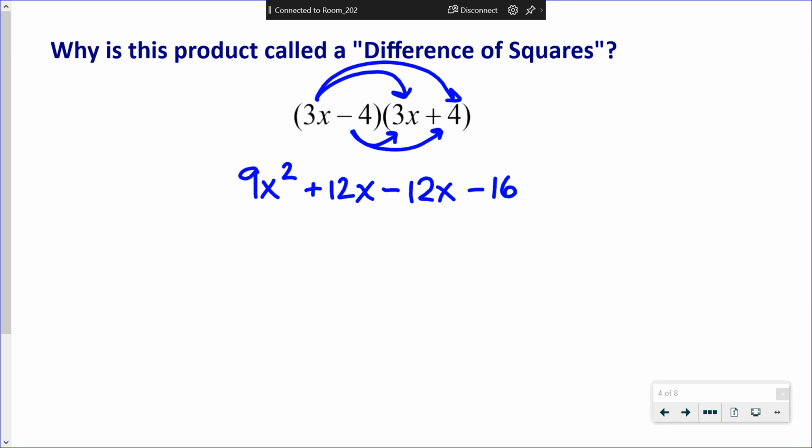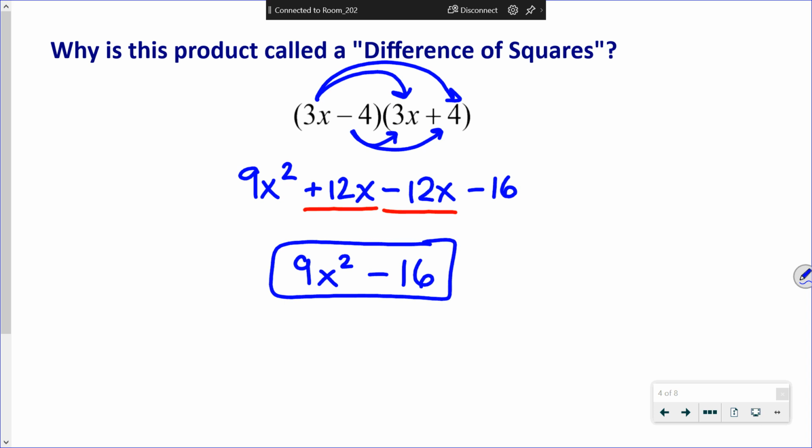When I look for like terms to combine, I see that I have these 2 middle terms that combine to give me 0. And so they're not even going to appear in my final simplified answer. I'm only going to have 9x squared and the minus 16. So this is a special pattern where anytime you're multiplying 2 binomial expressions together that are identical except for the sign, you're going to end up with just 2 terms in your answer, because the middle 2 terms are always going to cancel each other out. It's going to be a minus and a plus that always produces 0.